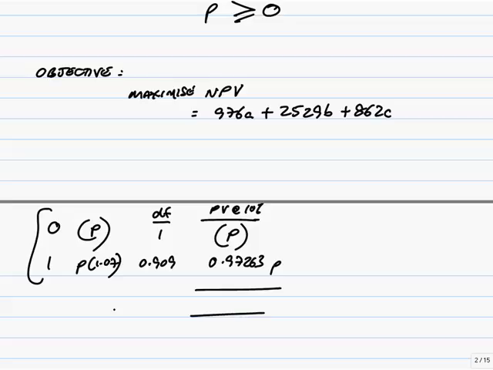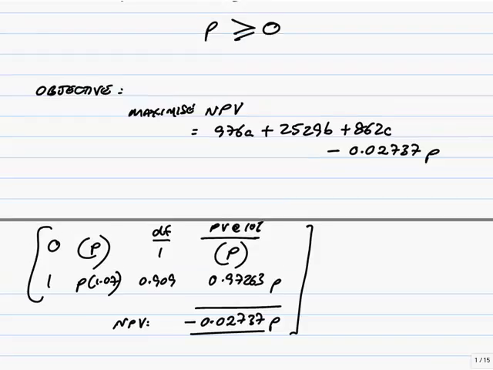So what's the NPV? 0.97P minus 1P is minus 0.02737P. It's negative, but no surprise. We knew we were making a loss on it, but the full expression for the NPV is what we've already got, 976A, etc., minus 0.02737P. And there we are. There is the problem.